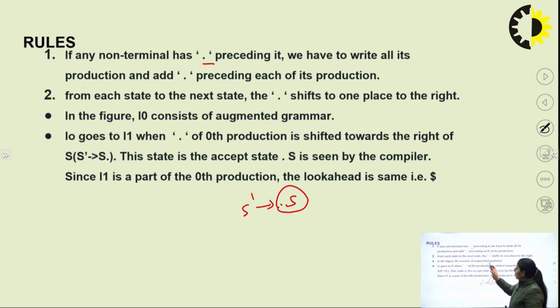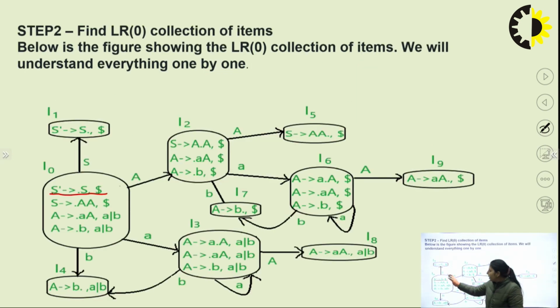From each state to the next state, the dot shifts one place to the right. For each production, or for each state, or to the next state, the dot moves to the right. In the figure, I0 consists of the augmented grammar. This is the augmented grammar.